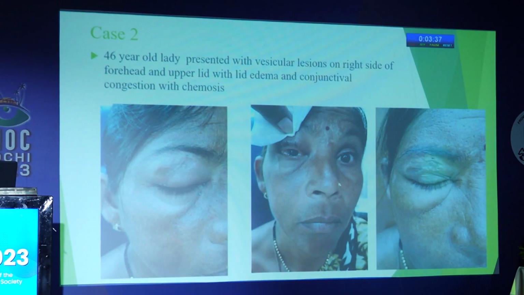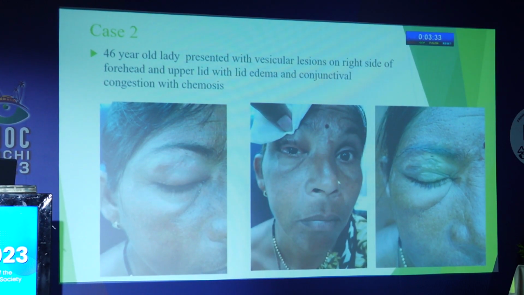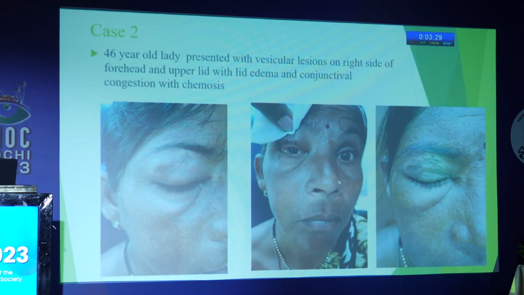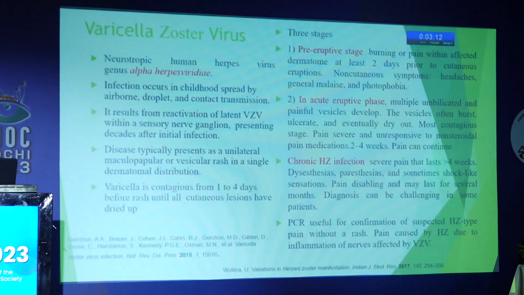This was the second, a 46-year-old lady. She presented with vesicular lesions on the right side of forehead and upper lid with lid edema and conjunctival congestion with chemosis. And this is the third, an elderly lady, 60-year-old. She presented with extensively developed crusted lesions on the right side of forehead. They had been there since the last 10 to 12 days with severe pain, and she had associated complete third nerve palsy.